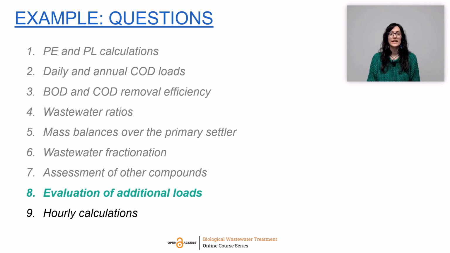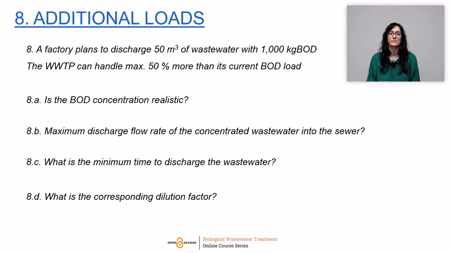Let's move now to the next question, in which we have to evaluate additional loads. Imagine that now a factory plans to discharge a certain amount of wastewater with a certain BOD into the sewer that goes to the treatment plant of this case study. We know that the plant can handle maximum 50% more than the current BOD load that is being treated in the plant. To evaluate this additional load, we will have to answer 4 questions.